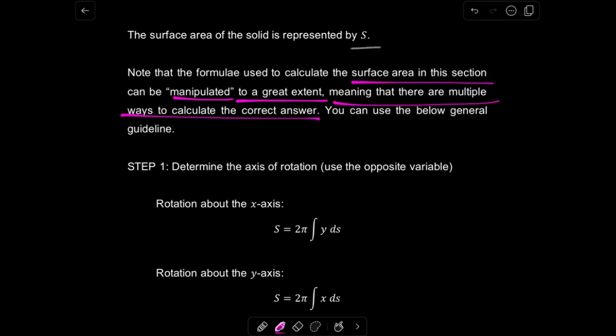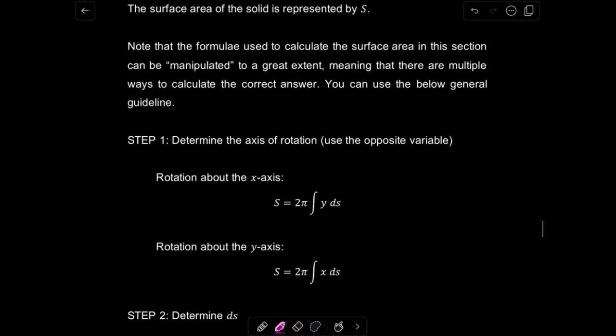Now, why I'm saying this is if you do some method in the examples that come up, and I've done a different method, but we get the same correct answer, that's perfectly fine. These formulas, like I said, can be manipulated to a great extent. So there are multiple ways of arriving at the correct answer. But you can use the below general guideline that I've created. Let's look at it.